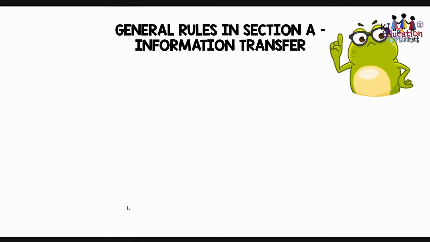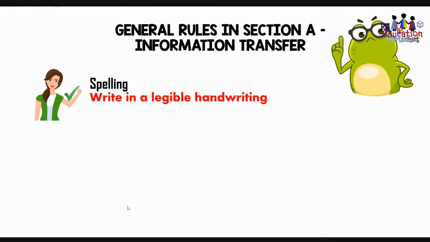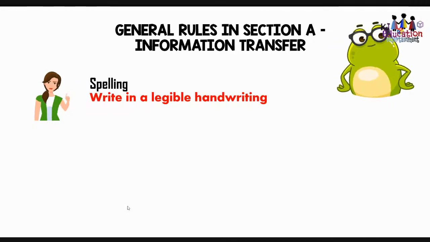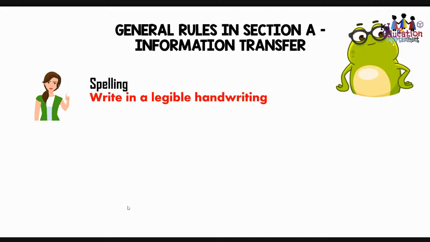So let's look at the general rules when it comes to information transfer. The first thing is spelling. When it comes to spelling, you have to write in legible handwriting. Make sure when you are writing, your handwriting is clear, neat, and of course, the person who's looking at it should be able to read it. Your handwriting is very important when it comes to this section.